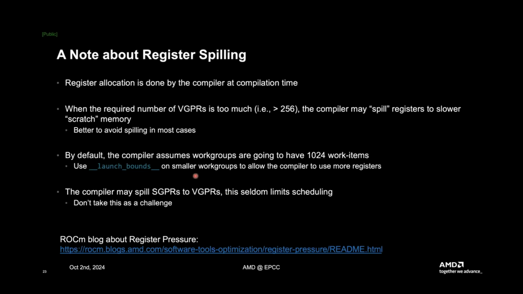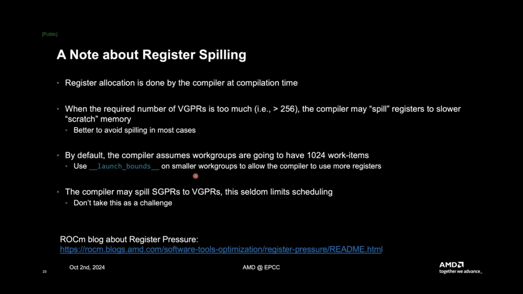One of the very first things that we do is, by default, the compiler assumes that work groups are going to have 1,024 work items, and it allocates registers accordingly. Only a few registers per wave. So if you know that your kernel is only going to be launched with, let's say, a work group of size 256 threads, then we can tell the compiler using launch bounds that you are allowed to use more registers in this case. Don't think that you're restricted. That will help improve the performance of your kernel. It's just one directive that we add on top of each one of our kernels. It's always a good idea.